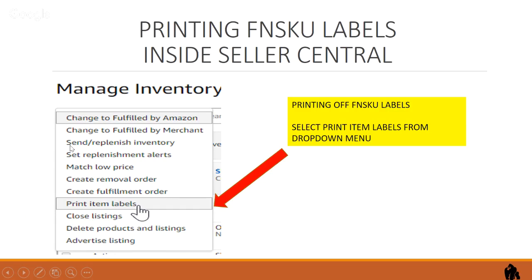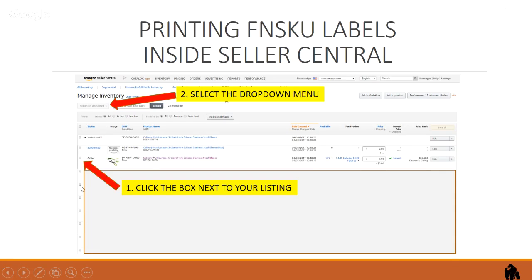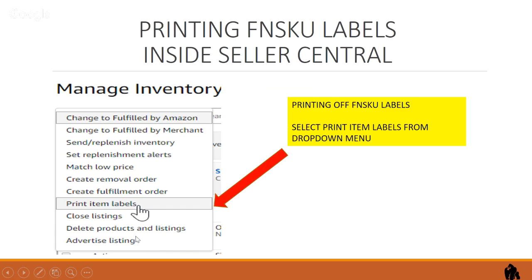So initially we were on send and replenish inventory, correct? Okay, but this time we want to be printing labels, and this is printing item labels. So like I said, all of these have got various different actions. If you just select one of your products down here, so in this case, I'm going to select this particular product, my herb scissors. So if I just tick that, and then use this drop-down menu, I could do various different things with that particular listing because I've just ticked that one listing, okay?